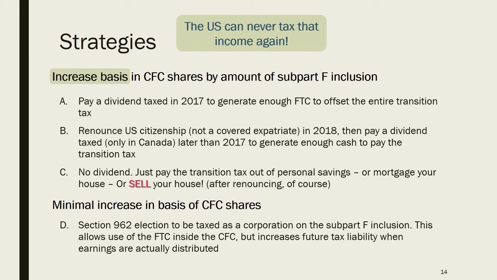So in B, we're saying, okay, we don't have the cash to pay it out of our own savings, so we're going to pay it out of the corporation. But we don't want to front-load enough Canadian tax to offset the whole thing, because that's eroding our capital. So we're just going to pay enough of a dividend to pay the tax to the U.S. And we're fed up with the U.S. changing the rules on us. We're going to renounce. And one of the reasons we have that assumption that we're going to renounce is to avoid any U.S. tax implication when the dividend's actually paid.